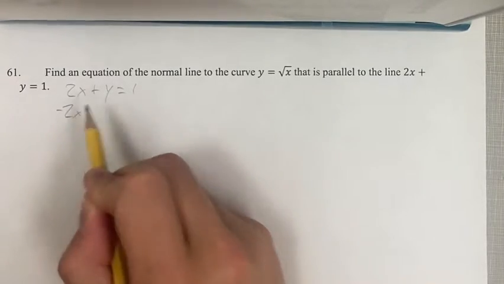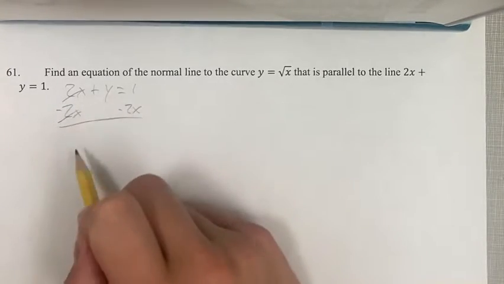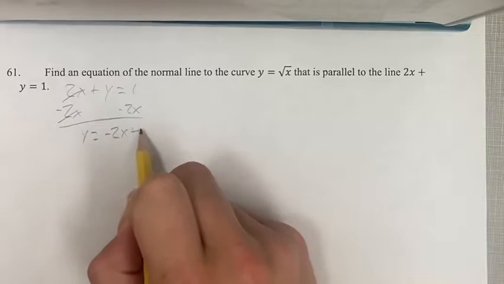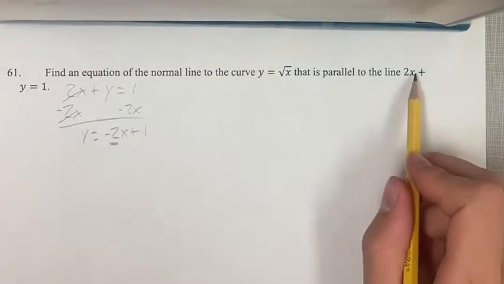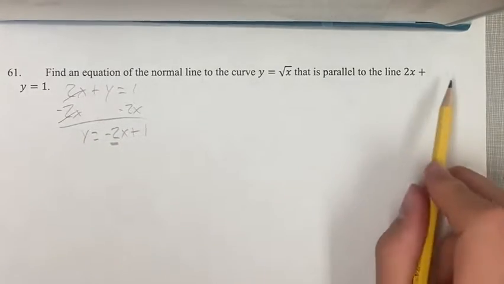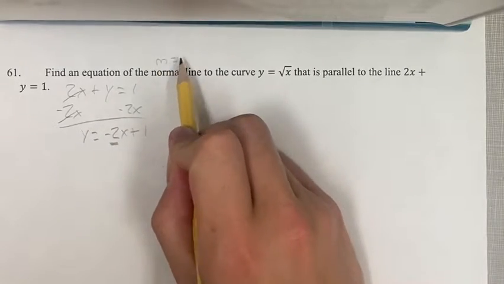So let's find the slope of this line. If we subtract 2x from both sides, we get y is equal to negative 2x plus 1. So this tells us that the slope of this line is negative 2, which means the slope of the normal line is also going to be negative 2.